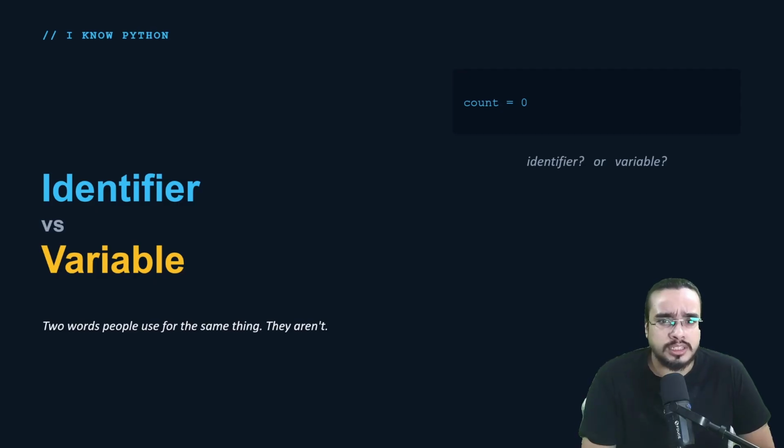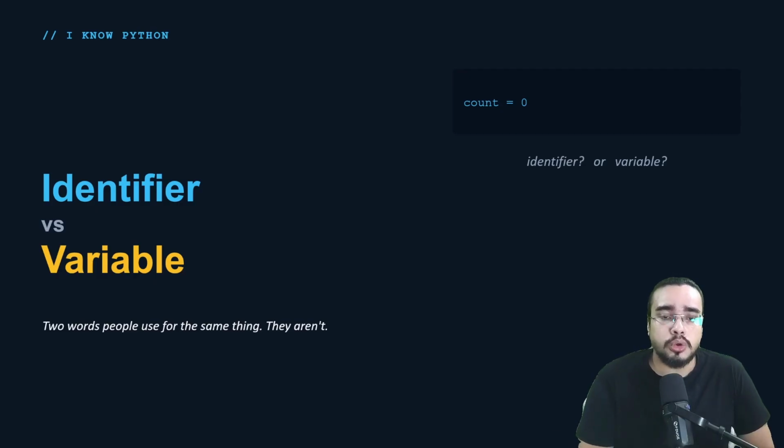But these are not the same. There is a clear difference between them. And in Python's own error message, it quietly says that there's a difference. Once you see the difference, a few confusing things about Python will suddenly make more sense. So it's very important to understand this difference between an identifier and a variable.